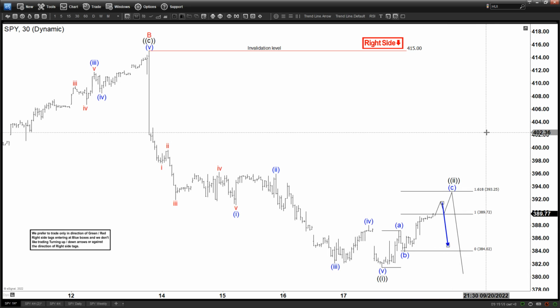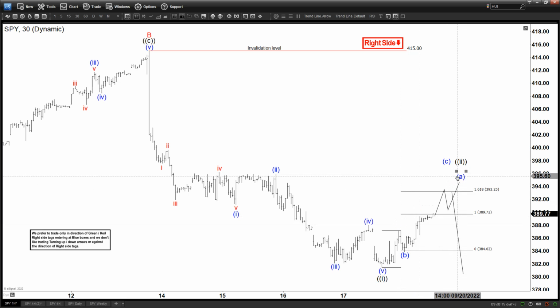The only way it doesn't turn lower from here, according to this count, is if this is actually an impulse, and it creates a 1 2 3 4 5, and that 1 2 3 4 5 is actually ending a bigger A. That's the only way it will continue to go up and break above this upper 1.618 extension right here. Now zooming out, let's take a look at what we are looking at here.